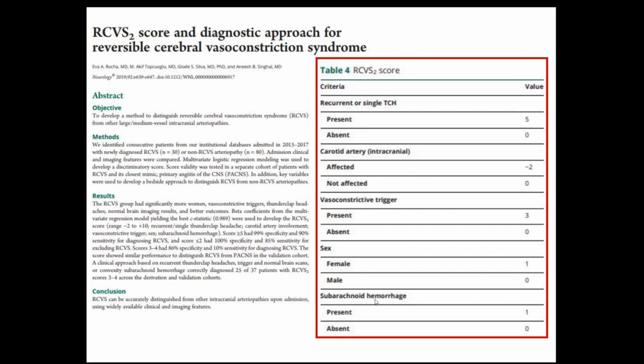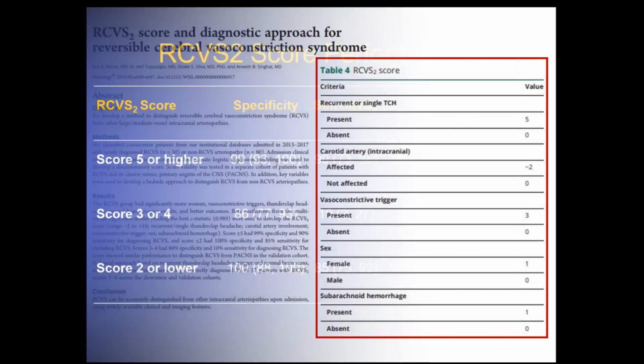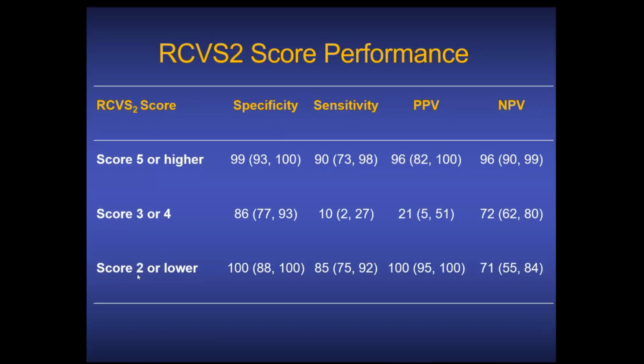And based upon the weights in our model, we created a score. And the score is pretty good, the RCVS2 score. It goes from less than 2 to up to 10, and scores which are 5 or higher have amazing specificity and sensitivity, and also positive and negative predictive value to rule in RCVS. Scores of 2 or lower rule out RCVS, and they favor a non-RCVS arteriopathy with very, very high specificity.